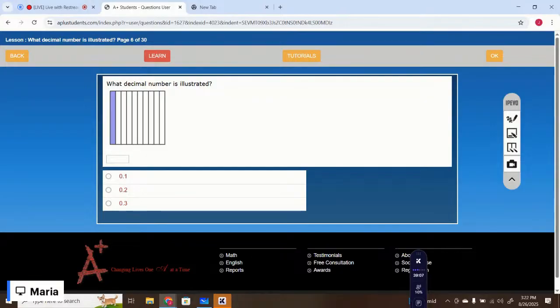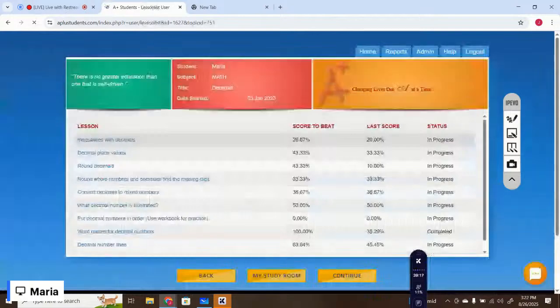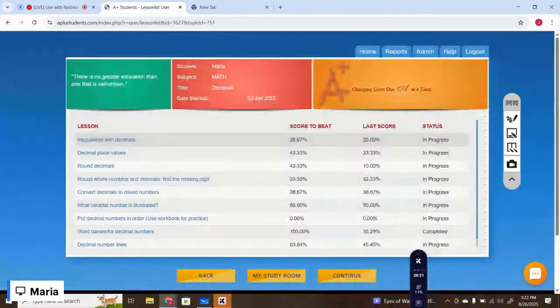Yes, that is 0.1. Option number 1 is the correct option. Okay, you can complete the lesson by yourself today. Let me just jump to the next lesson. The next lesson is word names for decimal numbers.